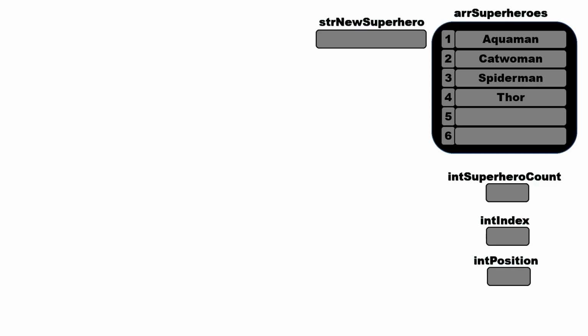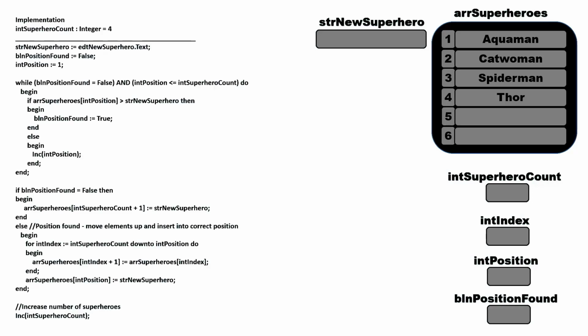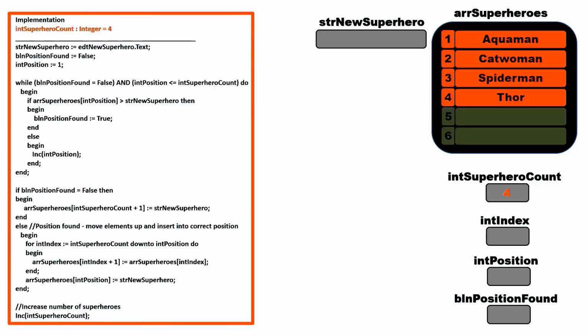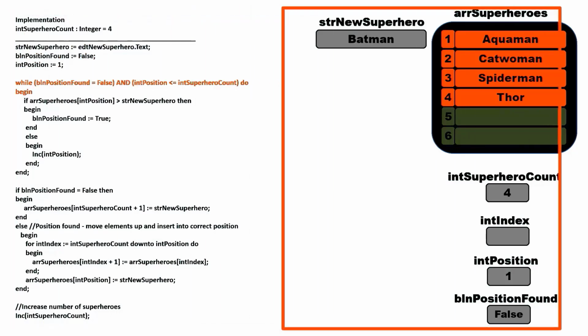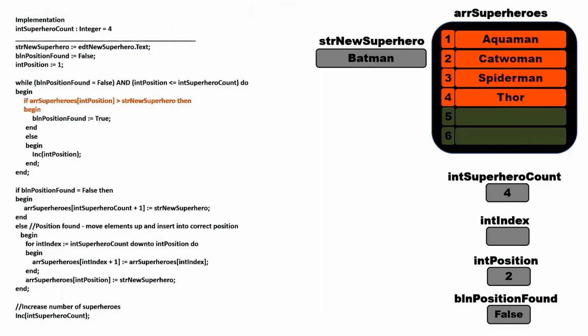And the Boolean variable will be the flag that indicates that the position is found. Now let's look at the algorithm. Zoom in if you need to, and keep your eyes on the highlighted statement in the code, and also how the statement affects the variables on the right. You also may want to pause the video as I go through each line of code.